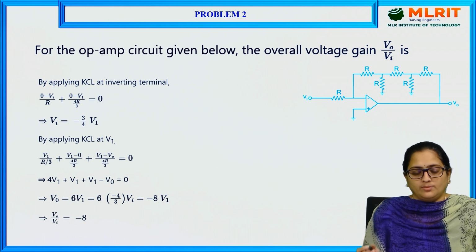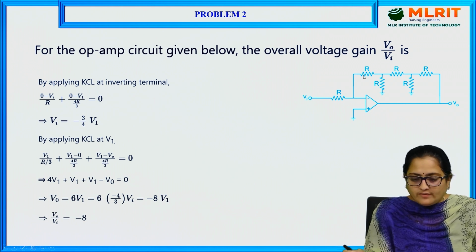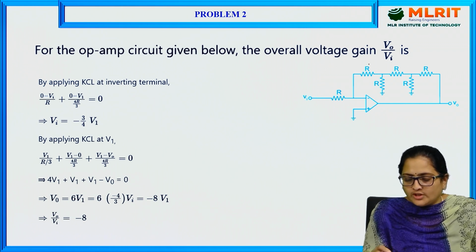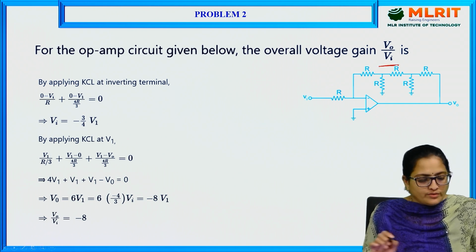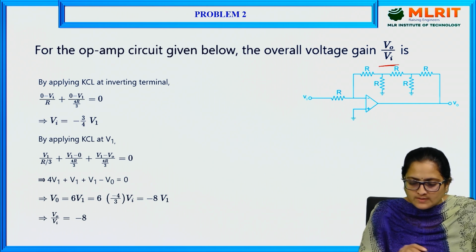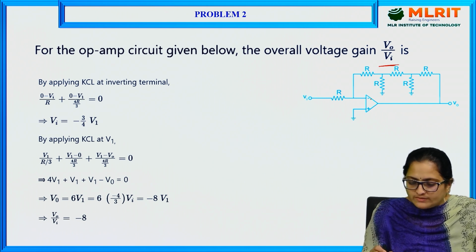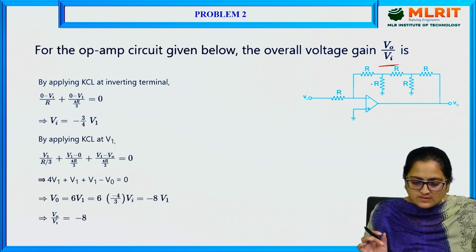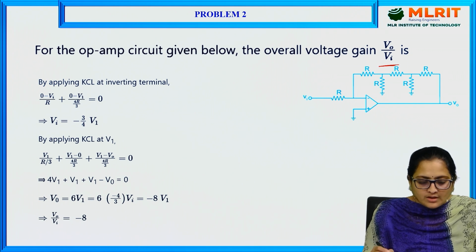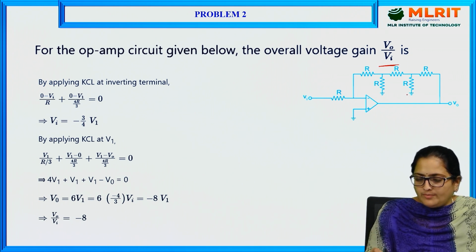The other problem is, for this op-amp circuit given below, the overall voltage gain is V0 by Vi. So find out V0 by Vi. For this, the input is given to the inverting terminal of an op-amp. So this is an inverting amplifier. Here the circuit has to be minimized first.